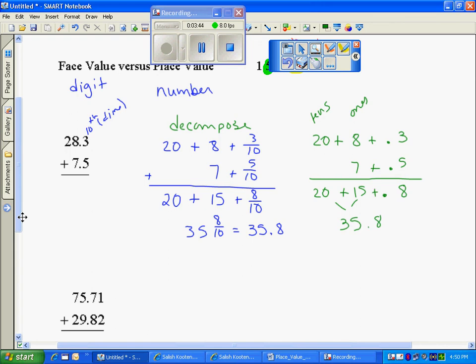So that's decompose. We're also going to use partial sums. And this is a method that we did in our regular addition. We're going to first take the tens column and add it, and I have 20. Taking my ones column, I have 15. Notice I'm lining up my position. The decimals line up, so I know when I add the 3 and the 5, they're both in the tenths column, and that gives me 8/10. Combining my tens, my ones, and my tenths, I get 35 and 8/10.